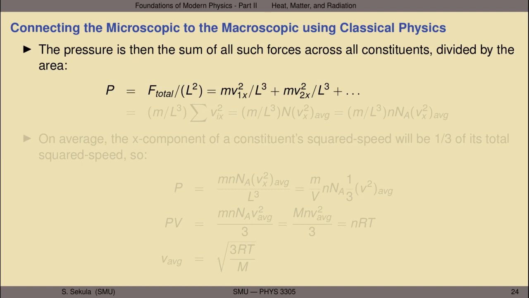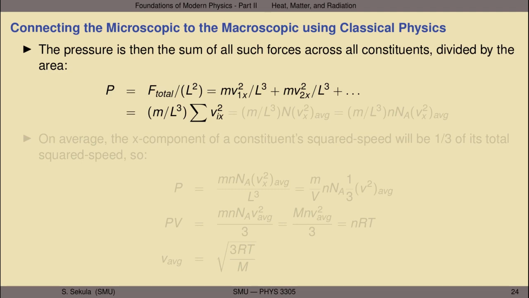And we find that all we have to do is sum up m v1x squared over L cubed plus m v2x squared over L cubed plus m v3x squared over L cubed all the way up to the total number of molecules that make up this gas. Notice that every term in this sum has a common multiplicative factor of m, the mass of the constituent, divided by L cubed, effectively the volume of the container. So we can pull that out in front of the sum, and then we just have to sum over this velocity squared of all of the gas molecules along the x-axis.